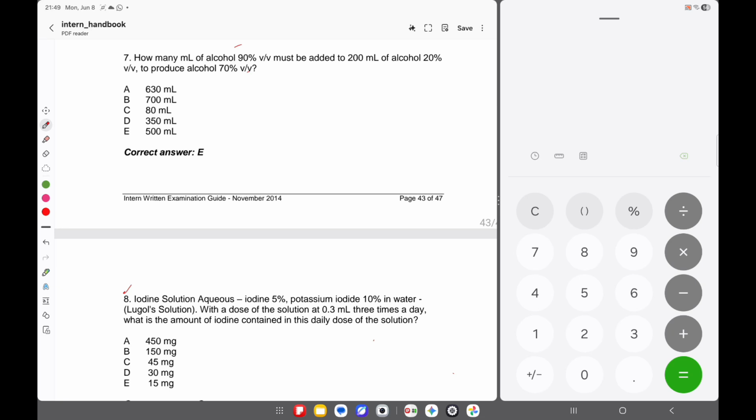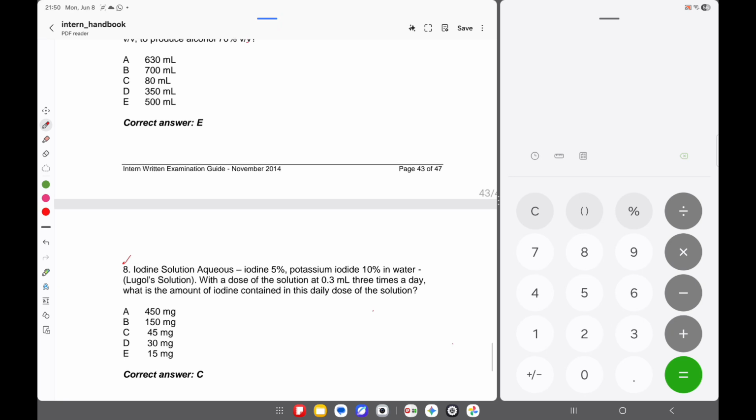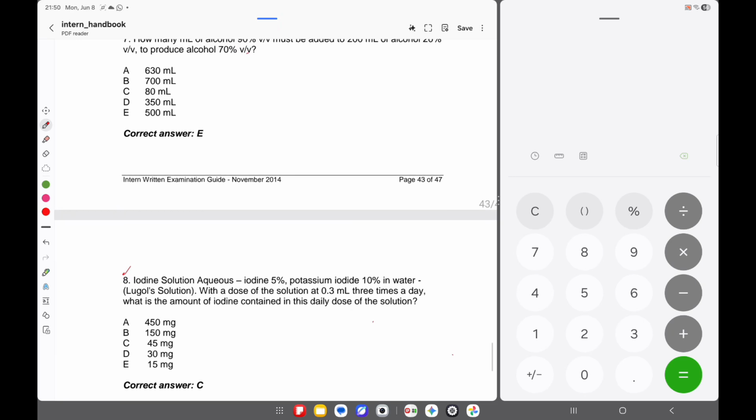So we have to find out the amount of iodine present in the daily dose of the solution. Daily dose means the total dose in a day, not at one time. So the solution is way too simple. I will show you the answer. The answer is actually C, that's 45 milligrams. Very simple.